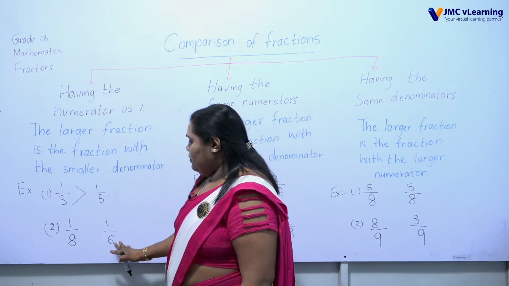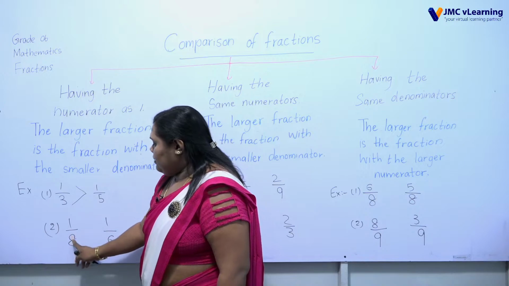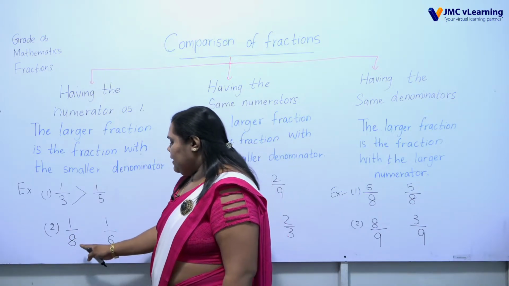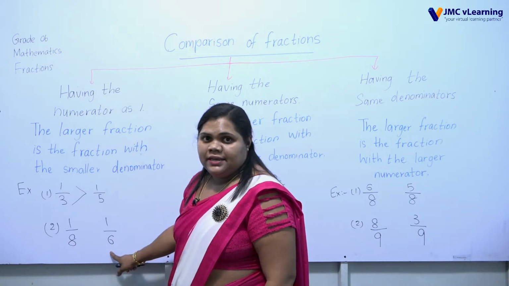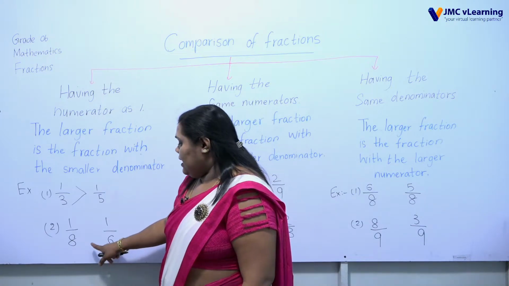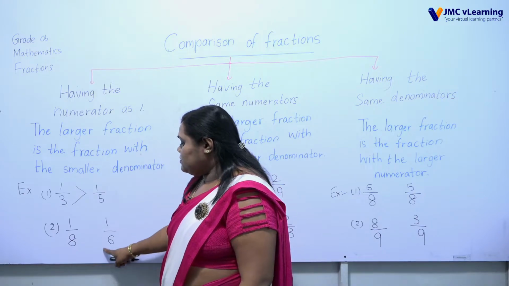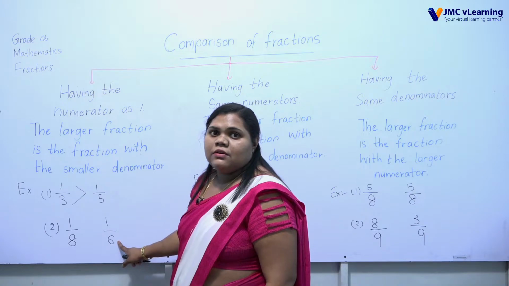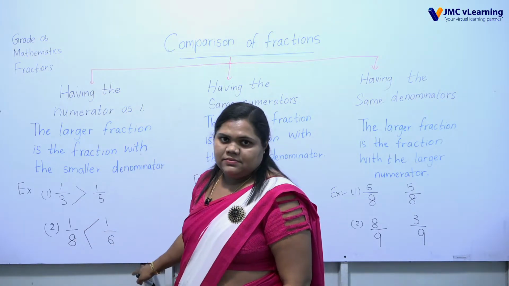Okay. Now next example. 1 out of 8 and 1 out of 6. Now when we are comparing these two fractions, 8 and 6 are the denominators. 6 is the smaller one. So we want to find the smaller denominator, no? So 1 out of 6 is the larger fraction. So we want to draw the symbol like this.